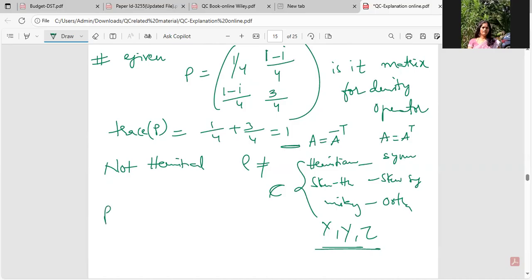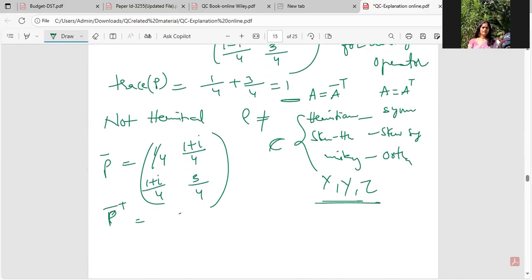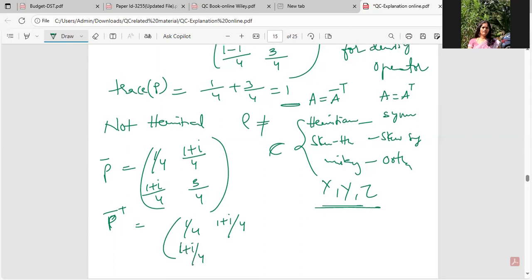Now if I go with the conjugate of rho, what do I get, guys? 1 by 4, 1 plus i. Conjugate is nothing but the opposite sign for the imaginary number. 1 plus i by 4, 3 by 4. Do the transpose. Rho conjugate transpose. See what happens. 1 by 4, 1 plus i by 4. Perfect. But the other one is 1 plus i by 4. This is also perfect. 3 by 4.